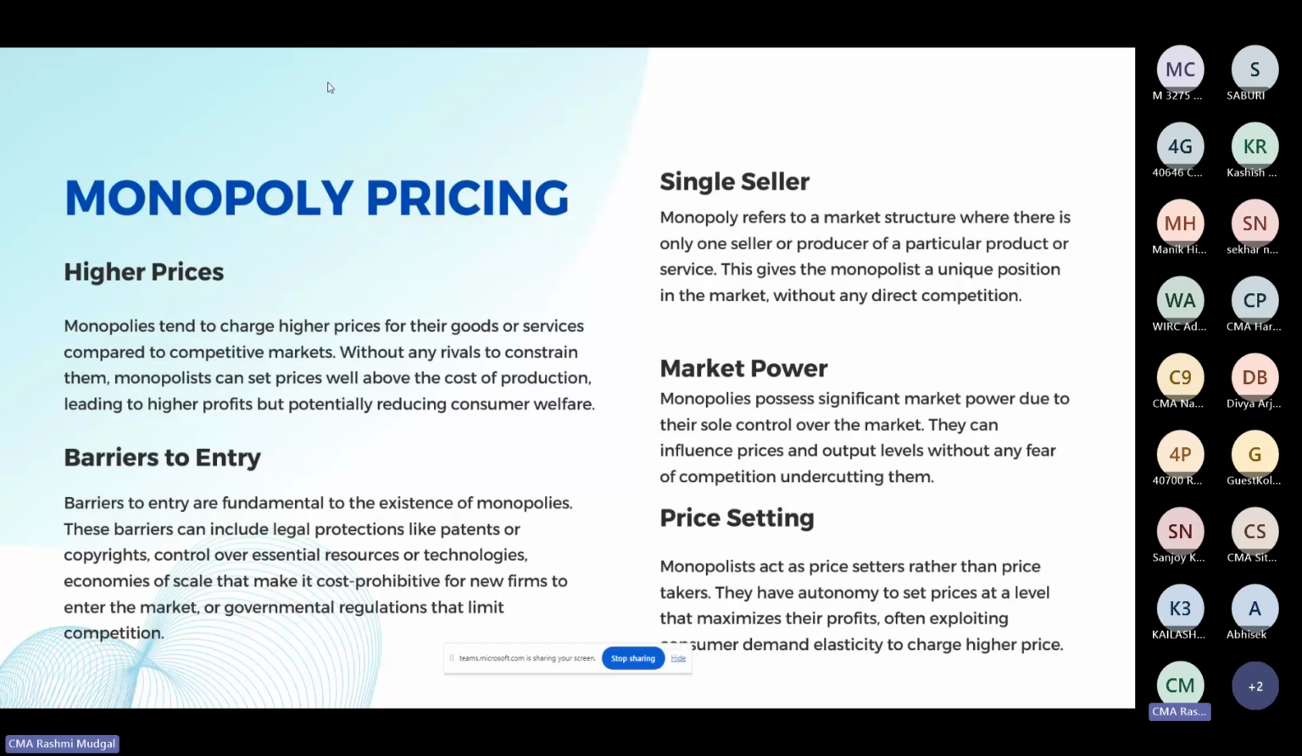They have the autonomy to set prices at the level that maximizes their profit, often exploiting consumer demand elasticity and charging higher prices for their goods and services compared to a competitive market. Without any rivals to constrain them, a monopolist can set prices well above the cost of production. They will never go into a loss unless they are insane or something. They are never going to set their price below the cost of production. They are going to make a higher profit, potentially reducing customer welfare. They don't care about the customer.